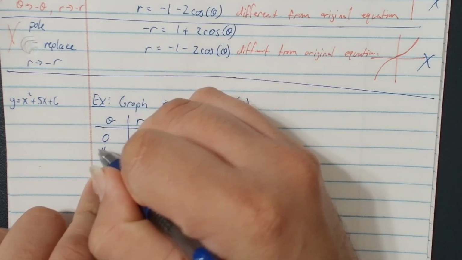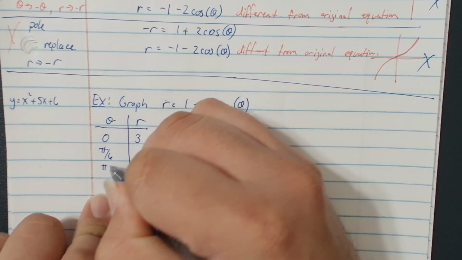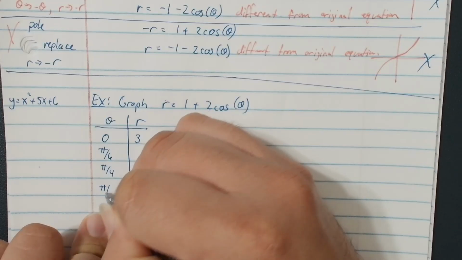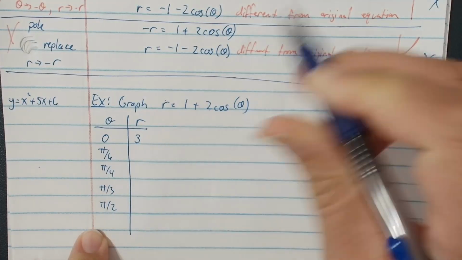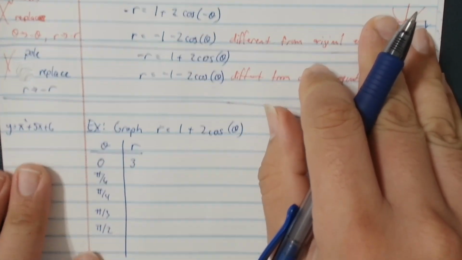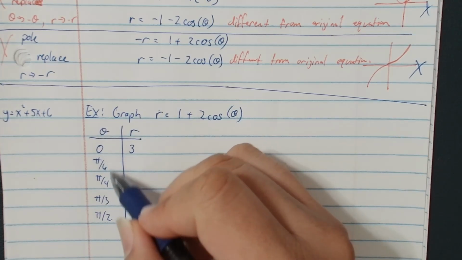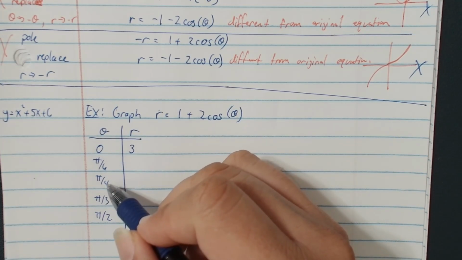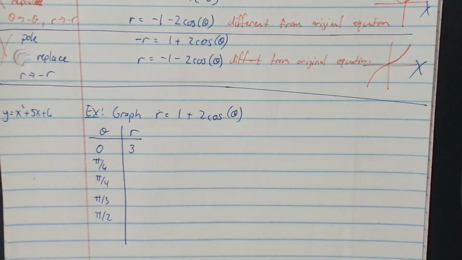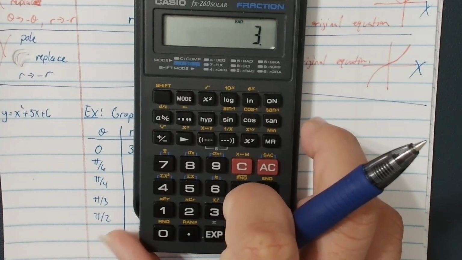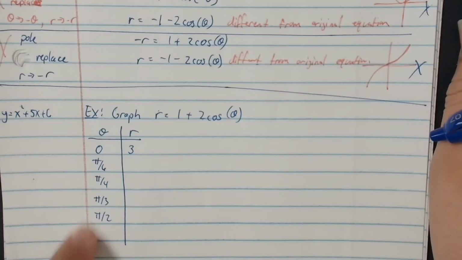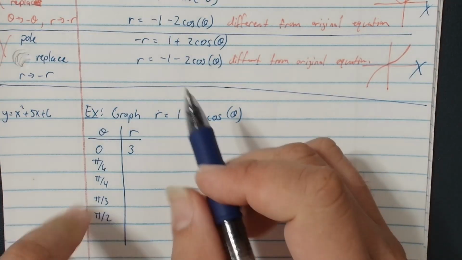Let's do pi over 6, pi over 4, pi over 3, and pi over 2. I choose those because I know them off the top of my head. Those are the ones from the unit circle. Of course, I could do pi over 17, pi over 9, and 2 pi sevenths, but I don't know those off the top of my head. I could grab a calculator for those, but if I know these already, why not just work with those?